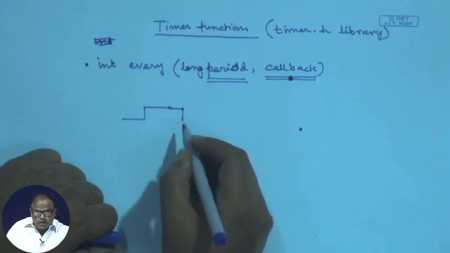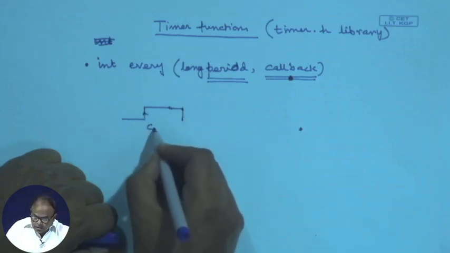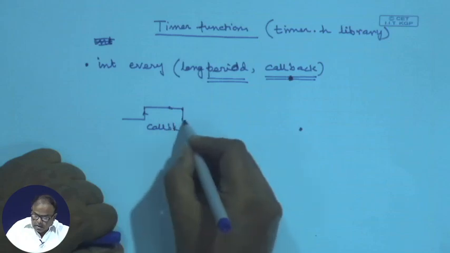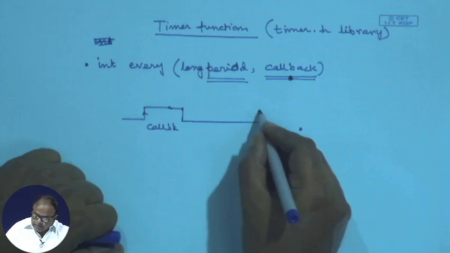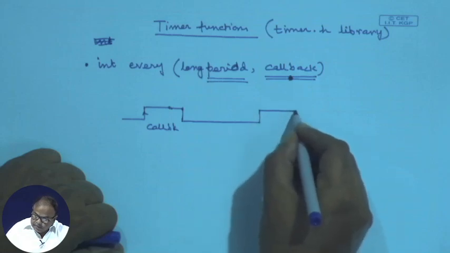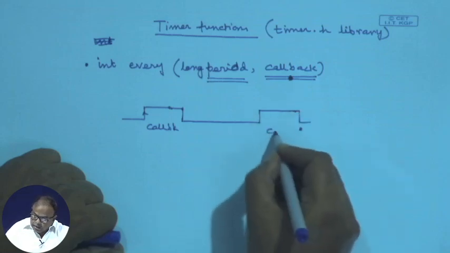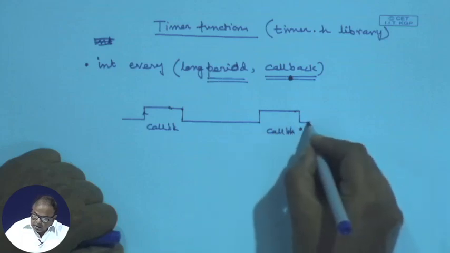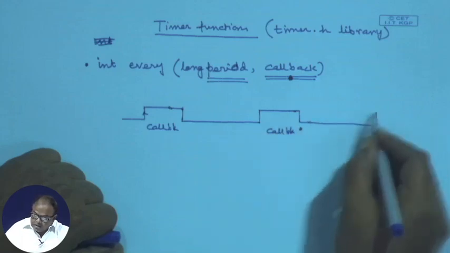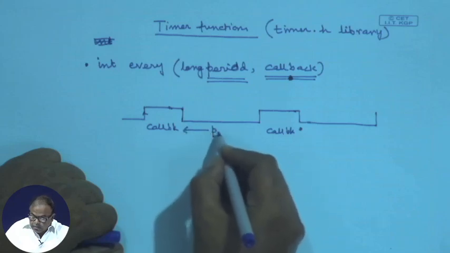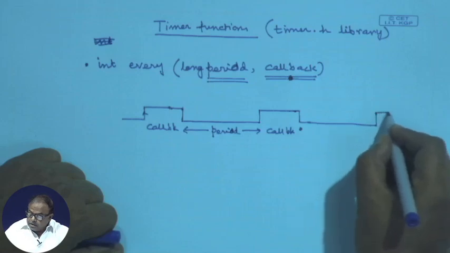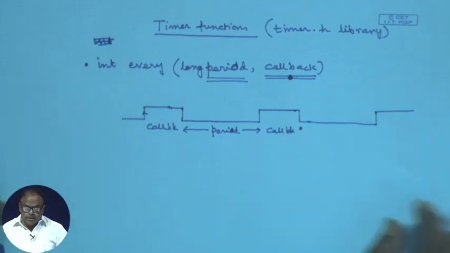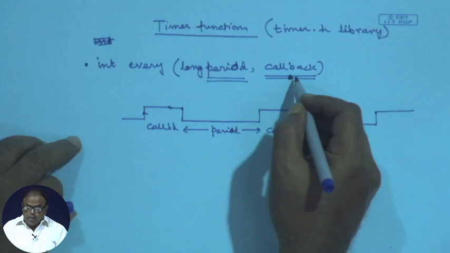Here the callback has started, and then after a fixed period, whatever that period is, I specify it here, again the callback, and then again the same period. So, this is the period. Periodic systems are very important in real time systems and embedded systems. So, I can define a periodic system using this.